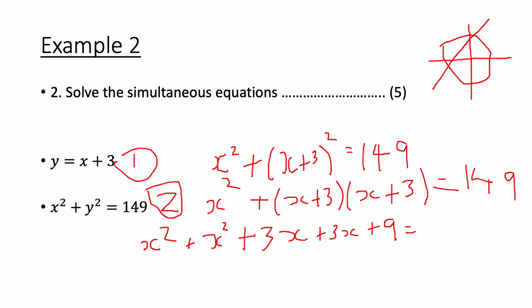Okay, so I hope you're with me so far, guys. So this is expanding this bracket. x times x is x squared. x times positive 3 is positive 3x. 3 times x is 3x. And positive 3 times positive 3 is plus 9.